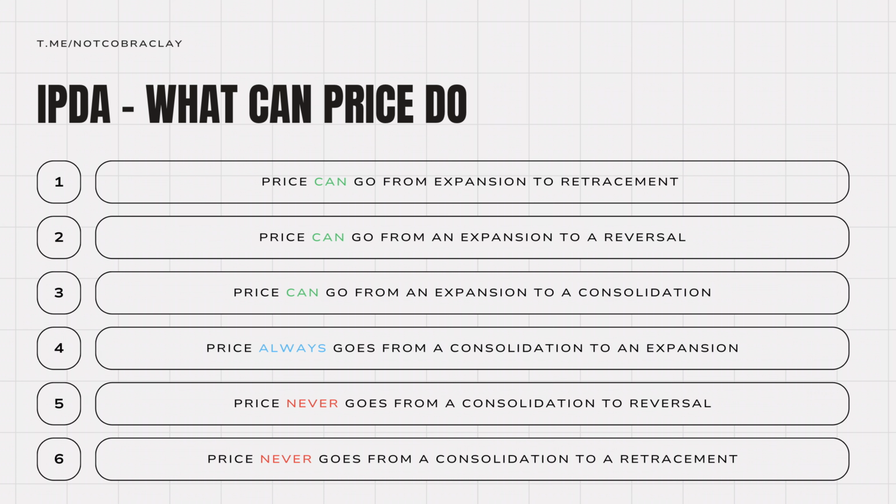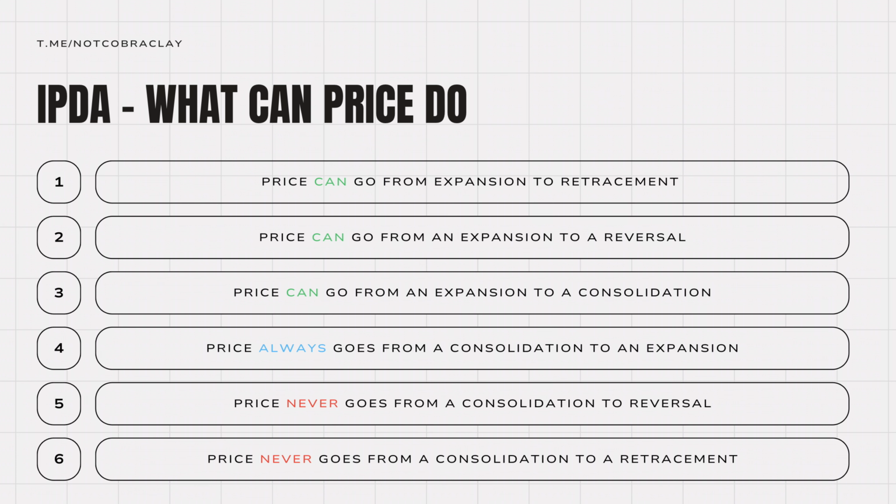IPDA, what can price do? Price can go from expansion to retracement. So if you see an expansion, a big move, you can always see or wait for a retracement. Price can go from an expansion to a reversal. Same as a retracement, which is just a small pullback, you can still see reversals if you expand in a key area and you hop down lower and break down your chart in the time frames, which you just learned in the order block series, and you see an order block and you see a CISD, then an expansion can go to a reversal.